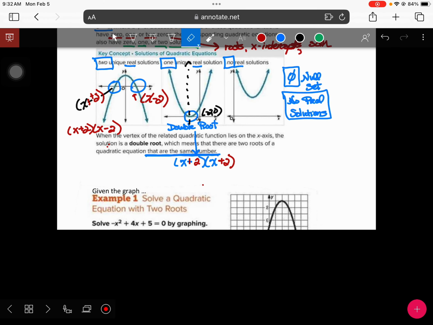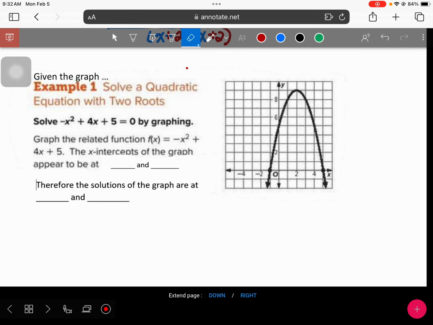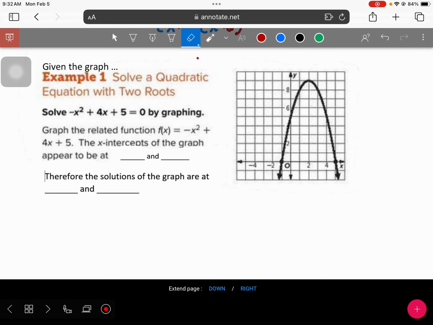Okay, let's go to example 1 then. Example 1, solve a quadratic equation with two roots. Says solve -x squared plus 4x plus 5 equals 0 by graphing. Well, guess what? We're not going to make you graph here. We're giving it to you. That saves a lot of time.